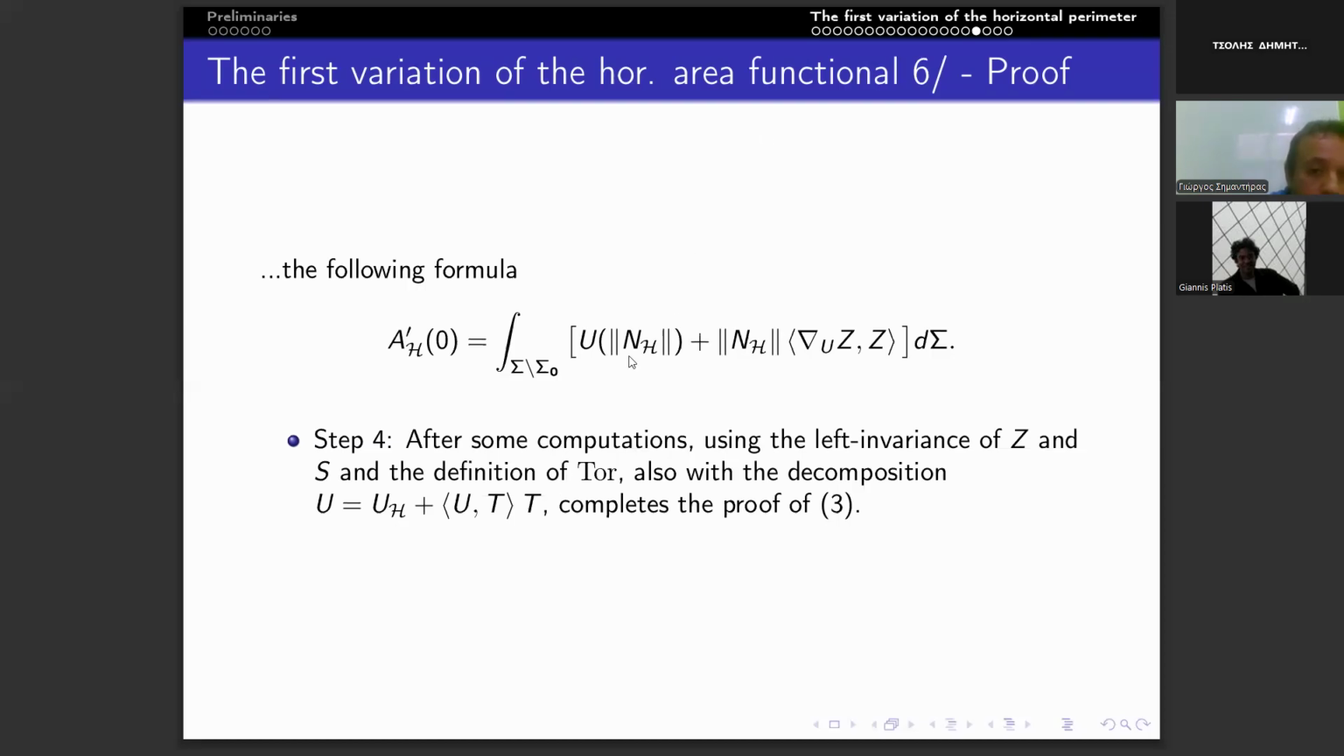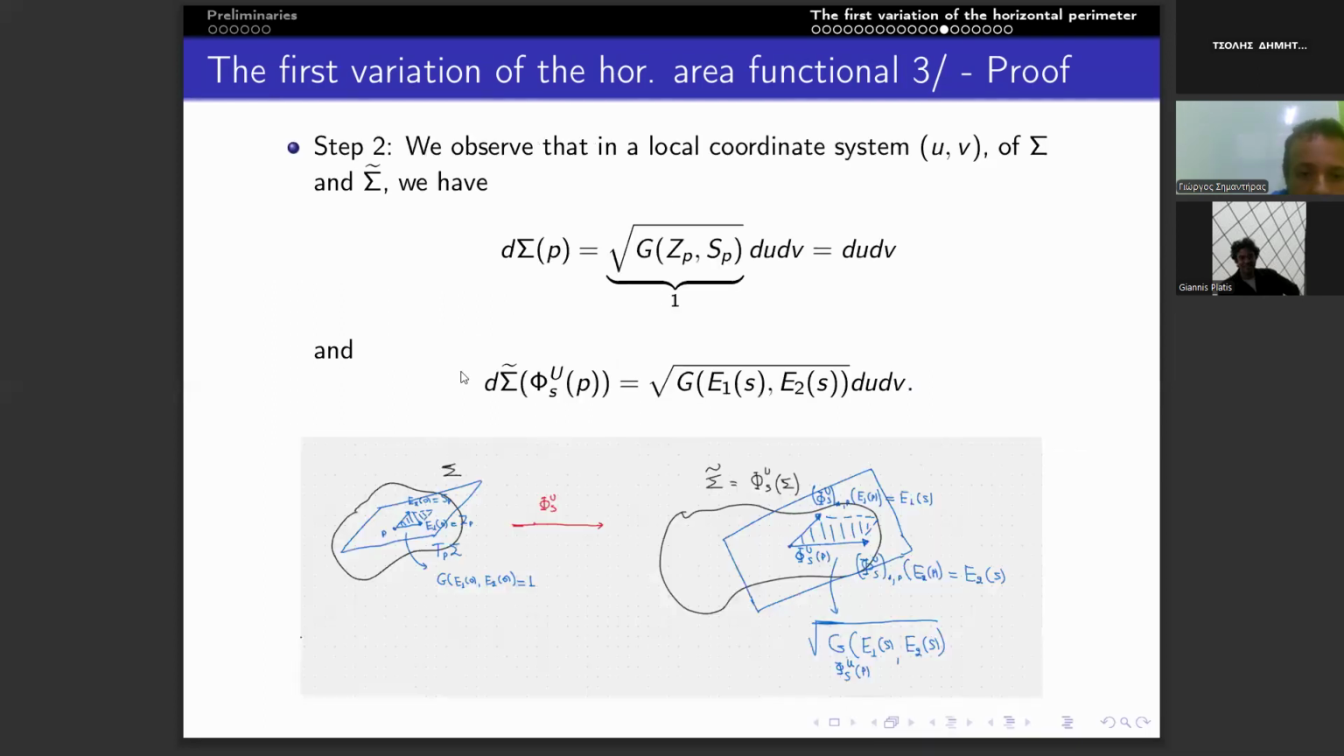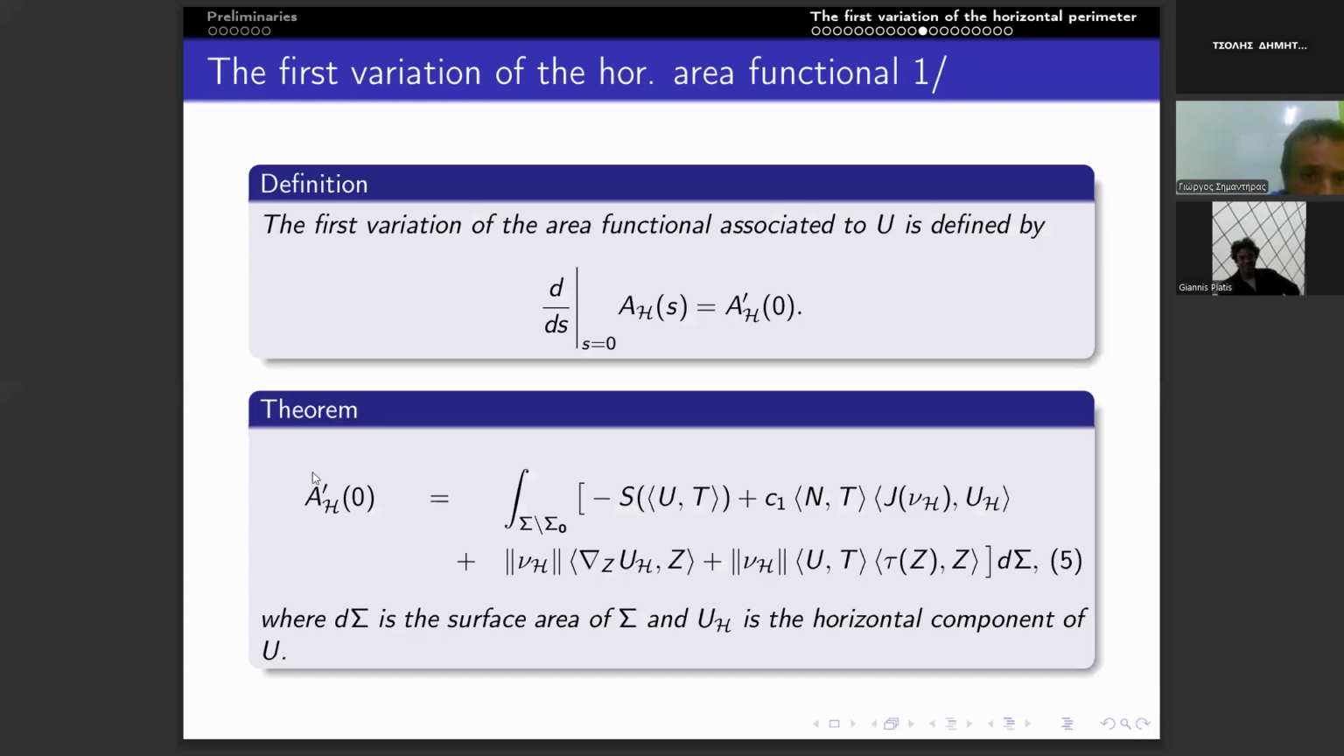pseudo-Hermitian torsion we described in the start of our talk, and we can decompose the vector field U to a horizontal component and to a transverse component, which completes the proof in the last step. So we prove that the first variation of the area functional associated to U receives this formula here in equation 5.